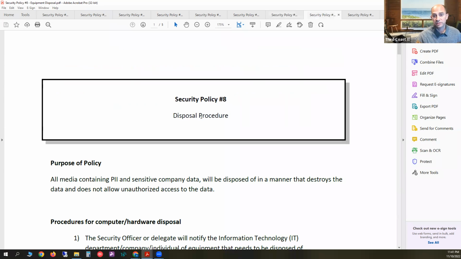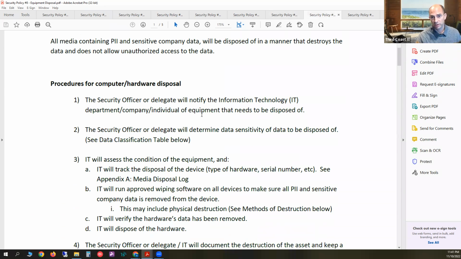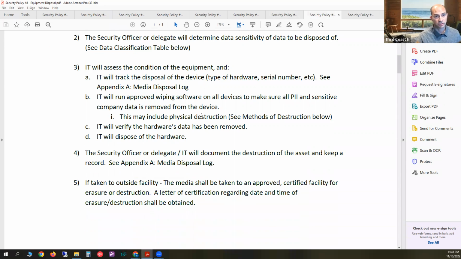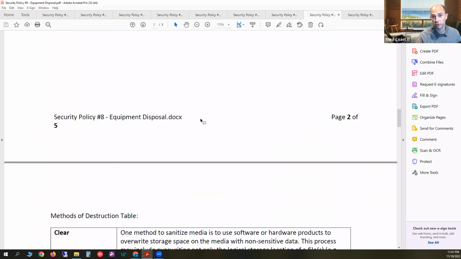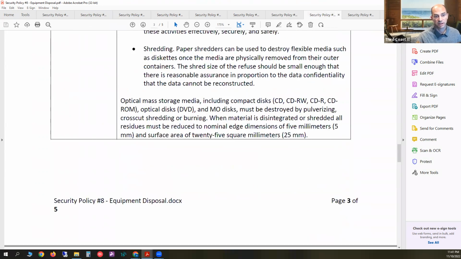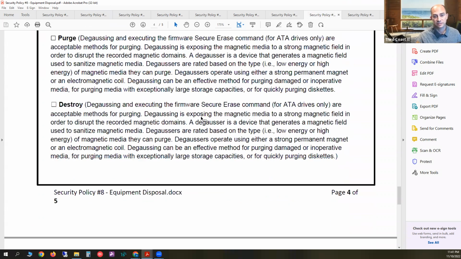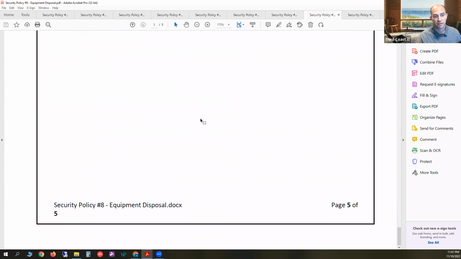The disposal procedure means we don't want those old computers around. We don't want those old servers around. If there's anything that has sensitive information, we want to get rid of that. We can easily avoid a breach simply by getting rid of a lot of these older machines. And so that is important.